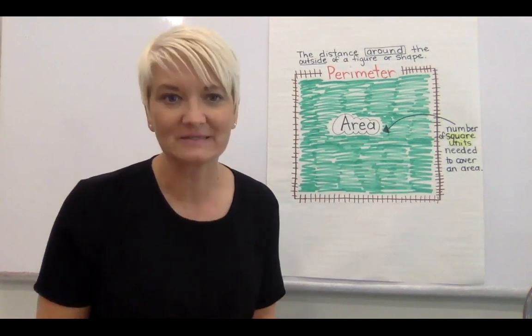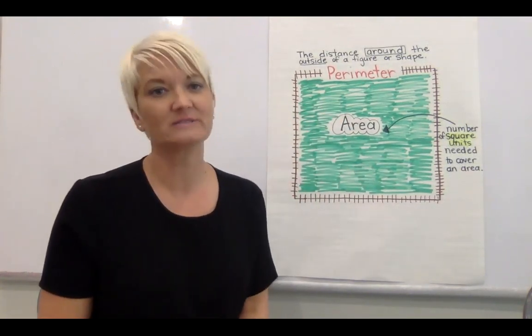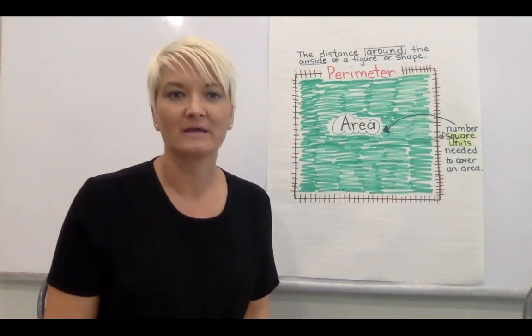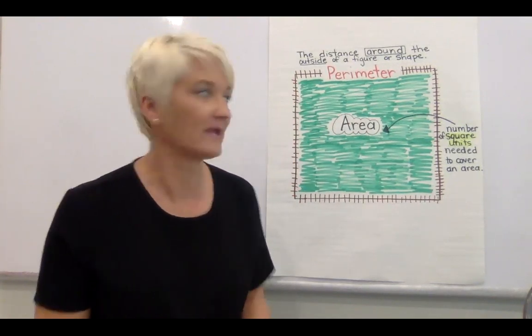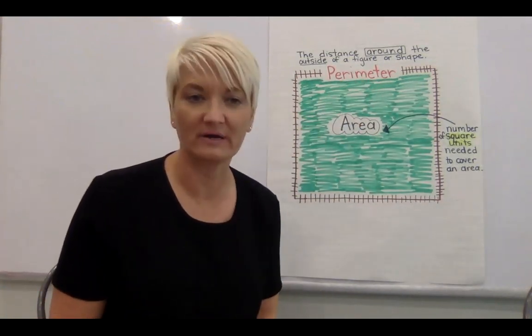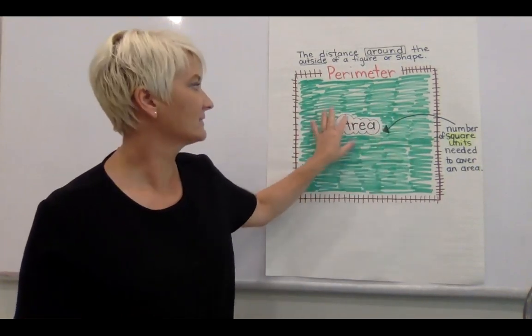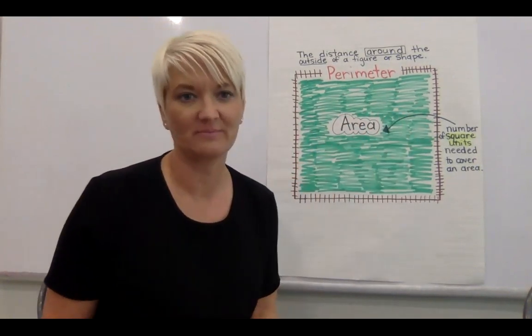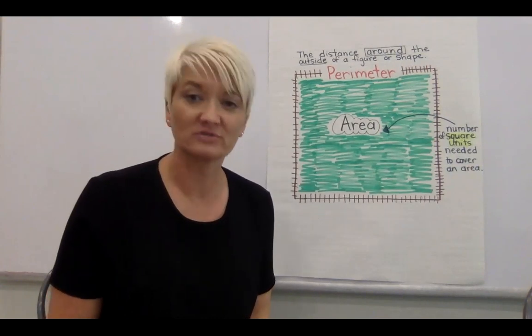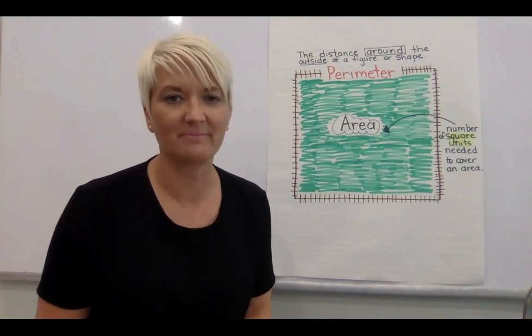Now, in our last lesson, we talked about perimeter. Perimeter is the distance around the outside of a figure or shape. We thought of it as the fence, perimeter. So today we're going to talk about the area, the part that would be in the middle of your shape. This is the number of square units needed to cover an area without overlapping.